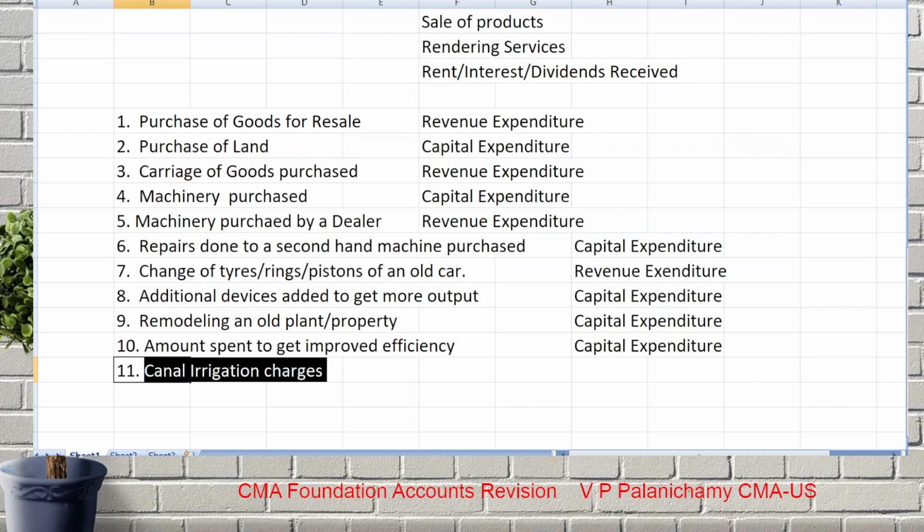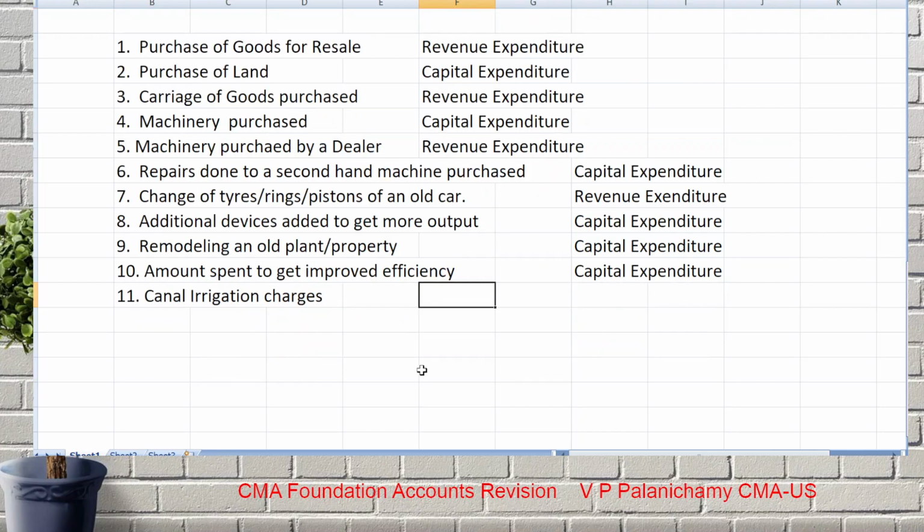Canal irrigation charges now. Sometimes government will supply water for agriculture. You are running an agricultural business or agricultural activity. அதுக்கு water is provided by the government. அதுக்கு you are paying charges. This you have to pay every year. Recurring expenditure. It is a recurring expenditure, revenue expenditure.